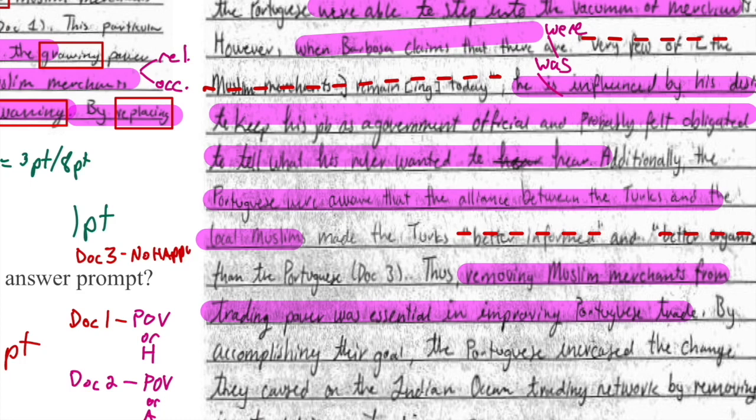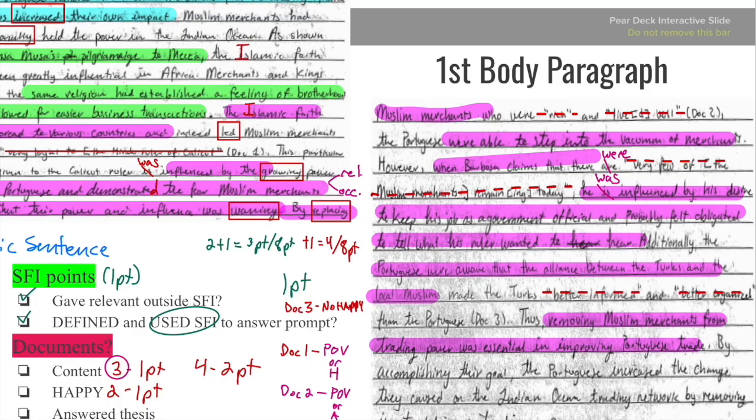So you've already earned half of the points in the rubric with 2 paragraphs, an intro and 1 body. Let's see if they HIP it. Thus, removing Muslim merchants from trading power was essential in improving Portuguese trade. They're using this to back up their thesis, their topic sentence of, hey, the Portuguese removed Muslim merchants from trade, but that is not a HIP statement. By accomplishing their goal, the Portuguese increased the change they caused on the Indian Ocean trading network by removing its traditional trading power. So very clearly that is change over time. Used to be Muslims in charge, now it's the Portuguese in charge.